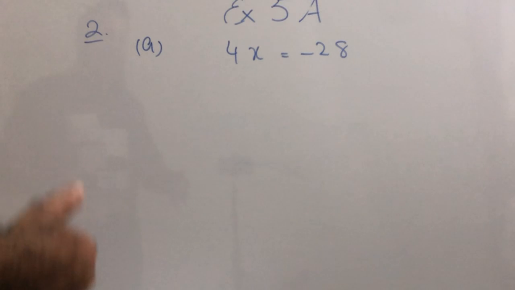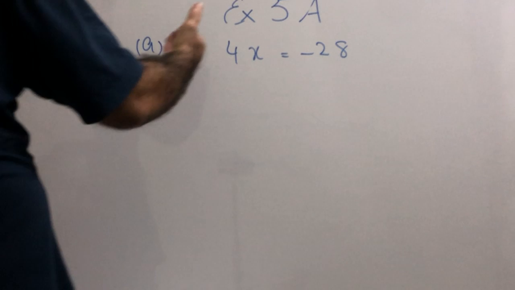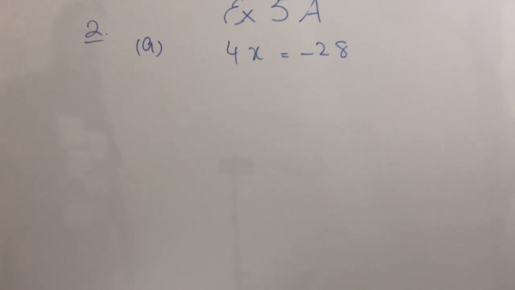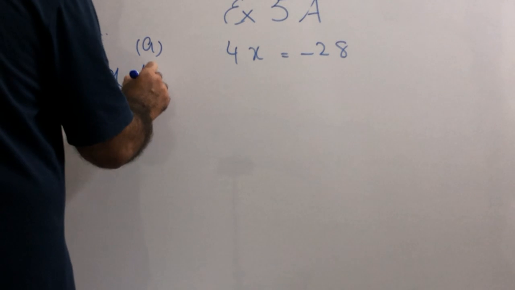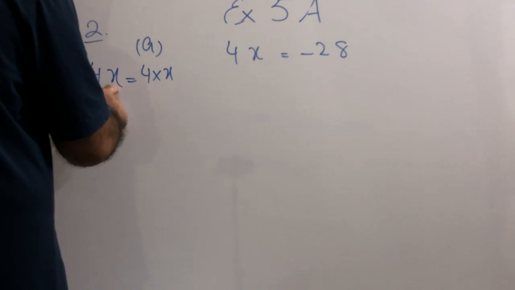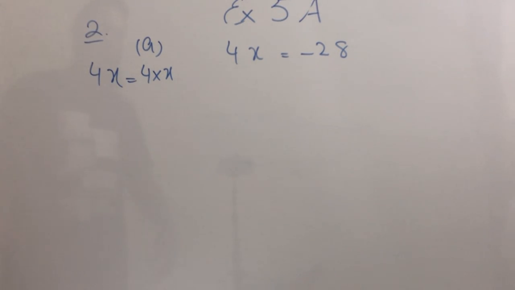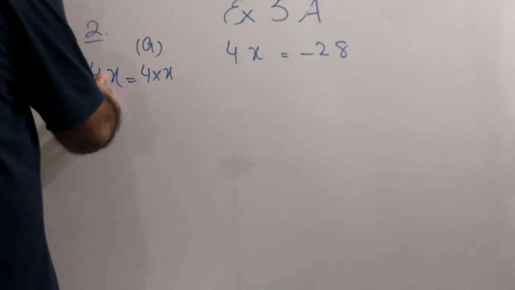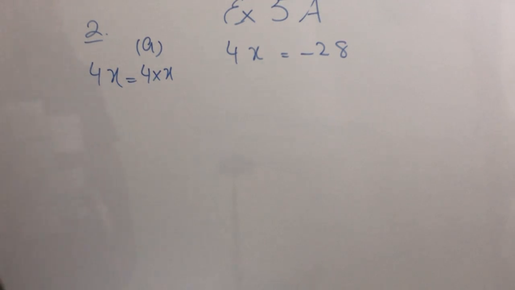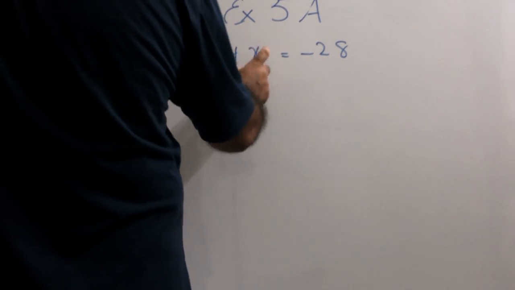To remove this 4, or if we don't want to see this 4, what to do? This is the part of the solution, part of the process. The process is, we know that 4x means 4 multiplied by x. Here 4 is being multiplied with x. It is not written as multiplication because it is the language of algebra, that no need to put a multiplication sign here. It is understood that 4x means 4 multiplied by x. So we know that 4 is being multiplied by x here.